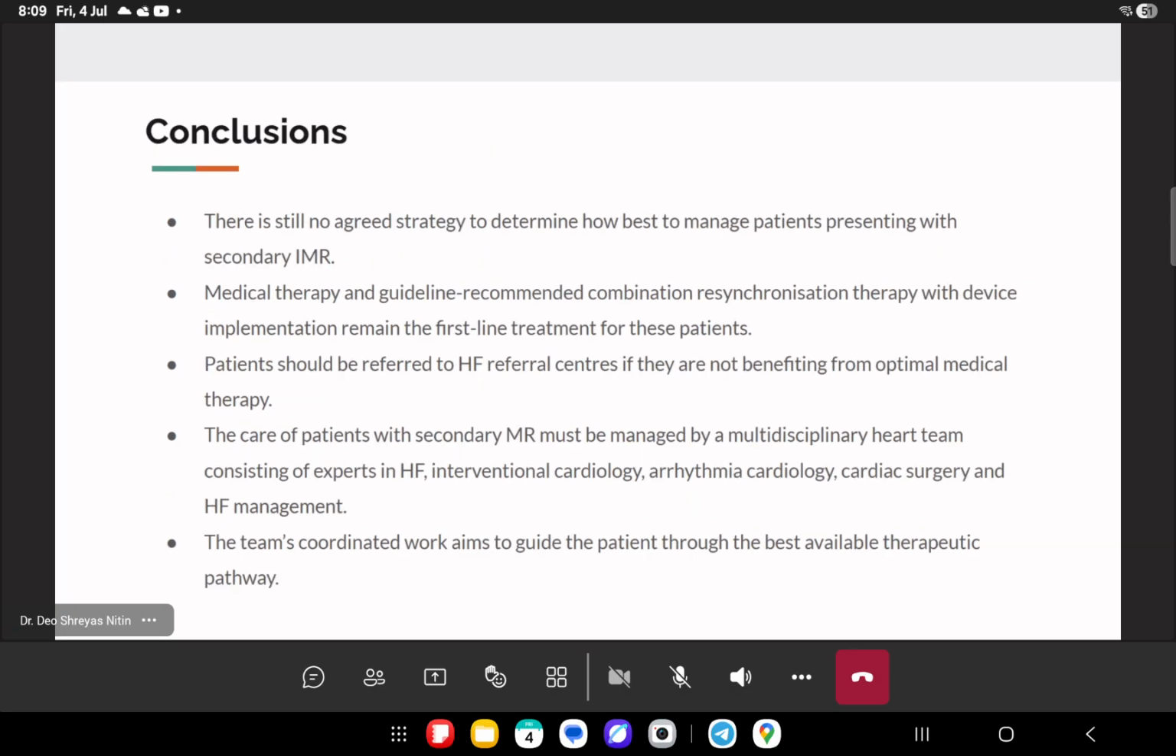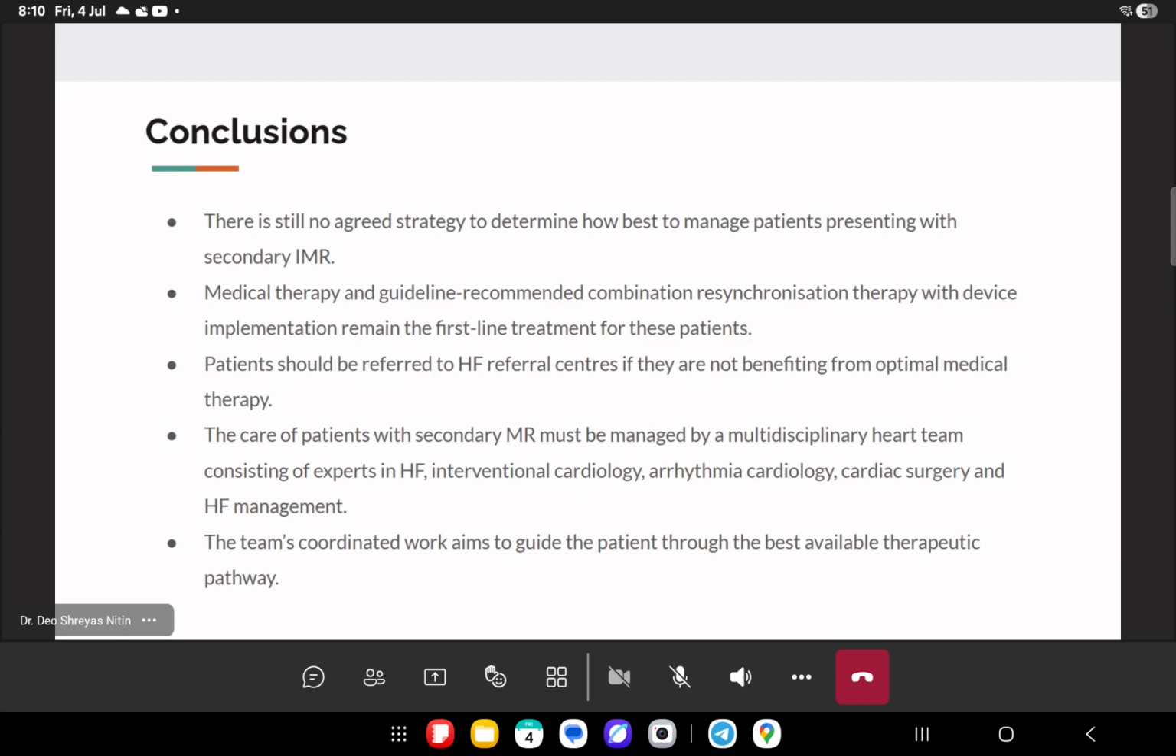Moving on to conclusions, there is still no agreed strategy to determine how best to manage patients presenting with secondary ischemic mitral regurgitation. Medical therapy and guideline-recommended cardiac resynchronization therapy with device implementation remain the first-line treatment for these patients. Patients should be referred to heart failure referral centers if they are not benefiting from optimal medical therapy.